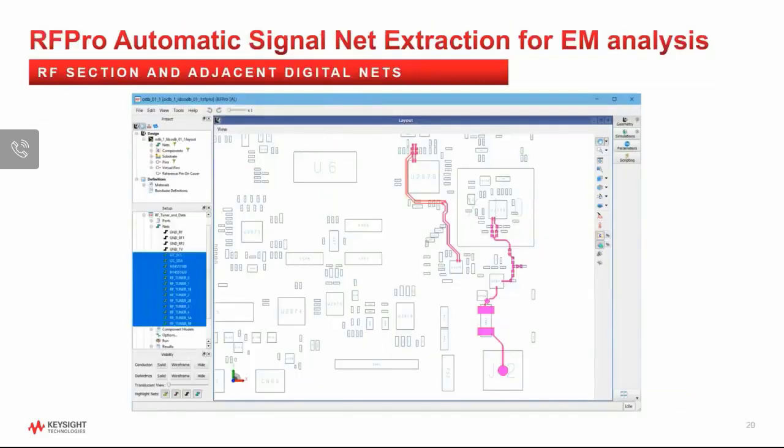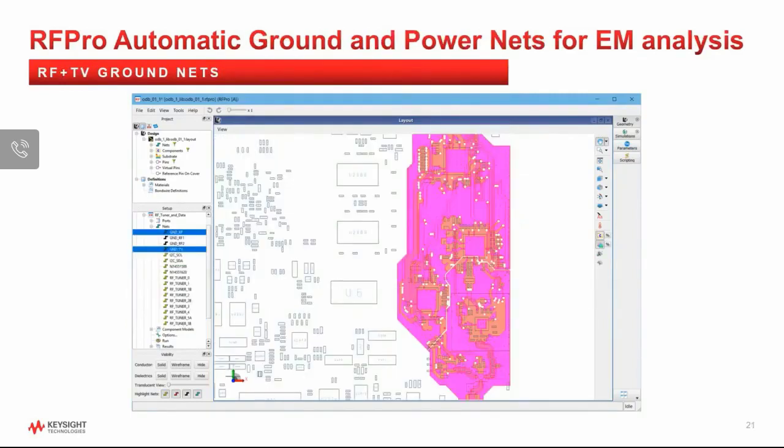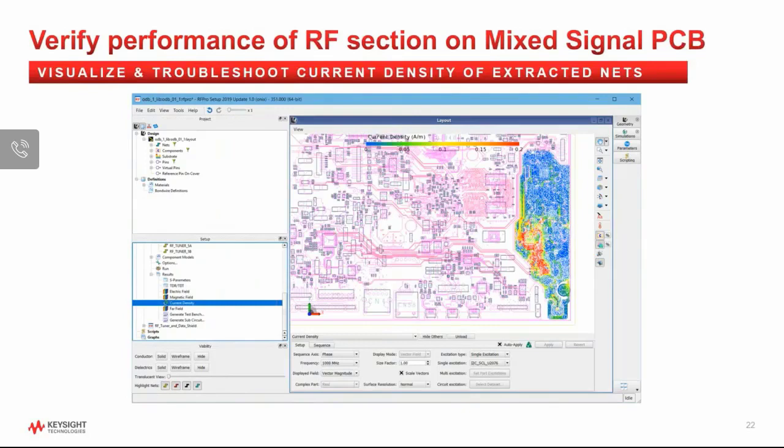RFPro automatic net and component extraction is used to pick out the RF section and an adjacent digital line for EM analysis of possible digital noise coupling. No layout modification or cookie cutting is needed. Next, the corresponding power and ground planes associated with the previously selected digital and RF nets are also automatically extracted without layout modification. The simulated surface current flow of the digital signal can now be visualized to check for possible conducted interference near the RF section.